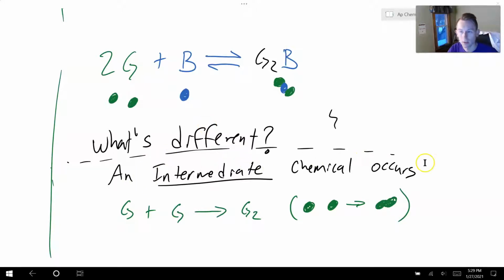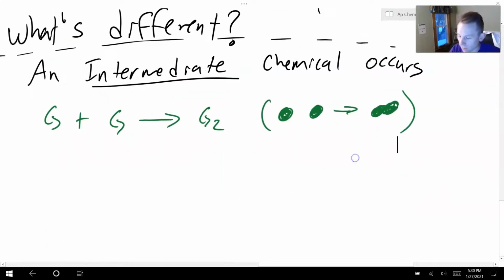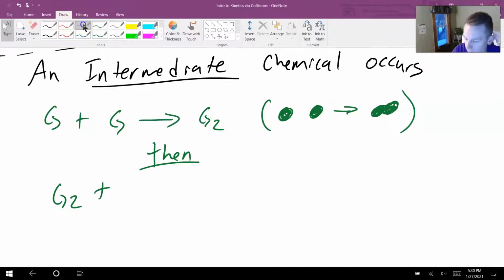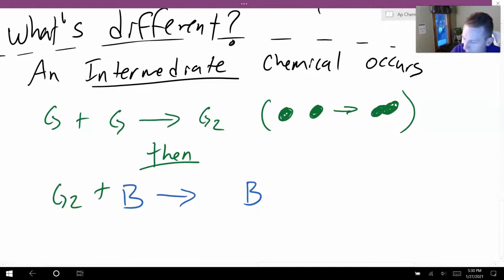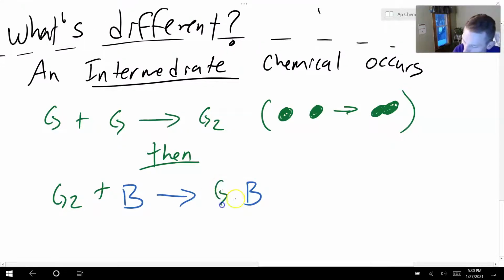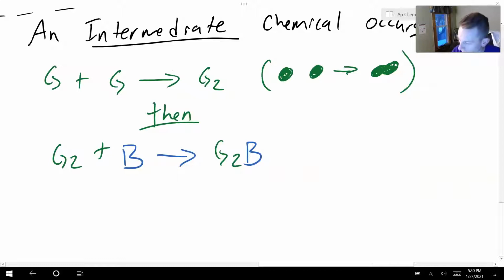All right, so this is what's actually happening here. An intermediate chemical occurs, like I just said, where this reaction that I have listed up here is not happening in one step. Instead, the first step is what I have drawn here, where the 2 greens come together and become what I'm just going to call G2, and then I have a particle diagram over there. And then G2 plus B gets us G2B, which is what we end up having in the very end there. And I guess that one would look like this.